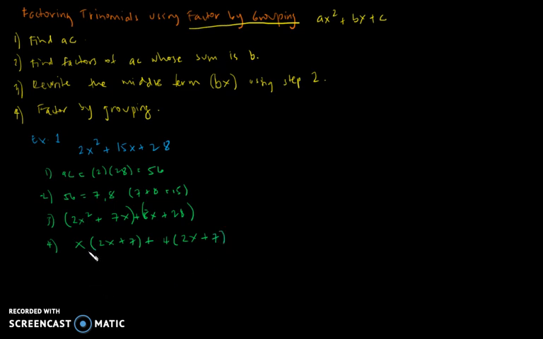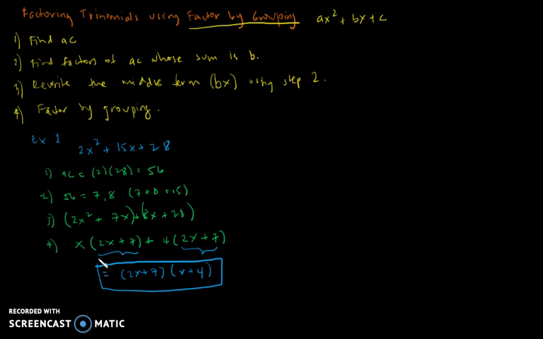Now since you have a common binomial here, this one and this one, we can factor this out. That gives us the quantity 2x plus 7, this one's the factored one, and the remaining is x plus 4. So this will be your final answer.